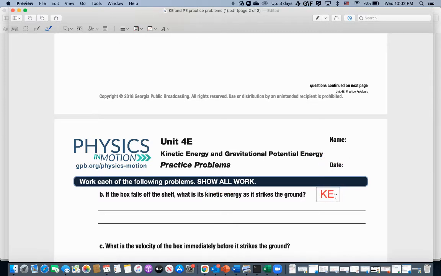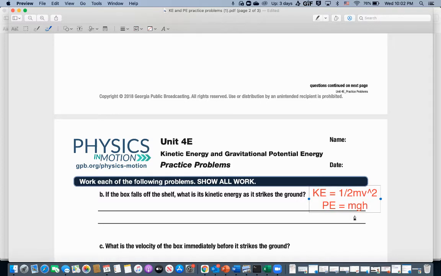So I got kinetic energy is equal to 1/2 mv squared. Now, let's also know that potential energy is equal to mgh. So what this is saying is, right before it hits the ground, the height right here is 0. Well, we had 800 joules of potential energy. That's gone away, right? There's no more potential energy as it's hitting the ground because it's at a 0 height.